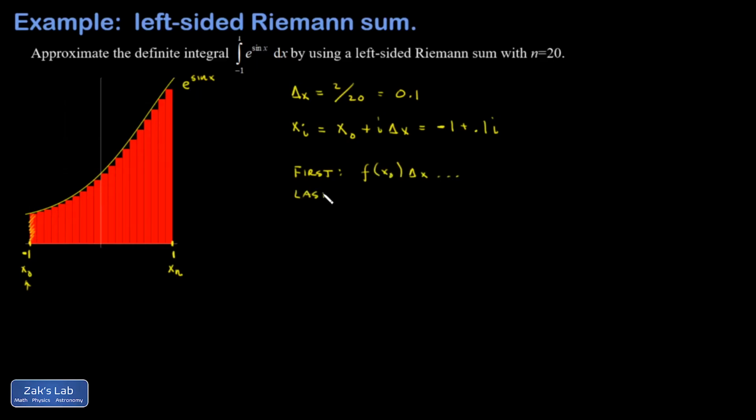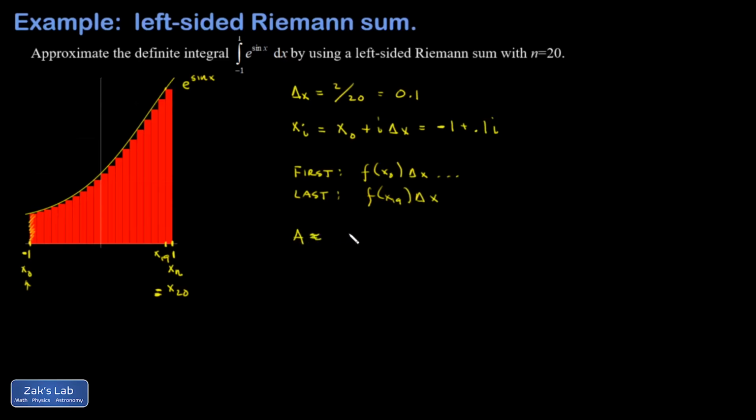My last term in the sum, you don't have to do this, but if it's helpful, you can. By the way, n was 20, so I'm changing xn to x20. In my last rectangle, x19 is where I measure the height. So I'm going to have f of x19 times delta x. And so I should be able to write down my area pretty quickly now.